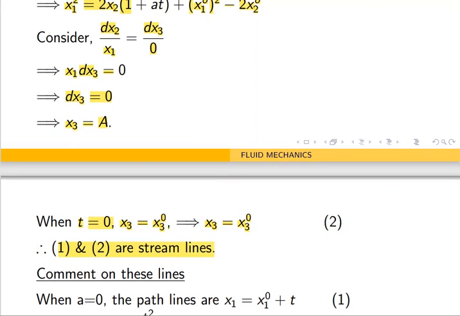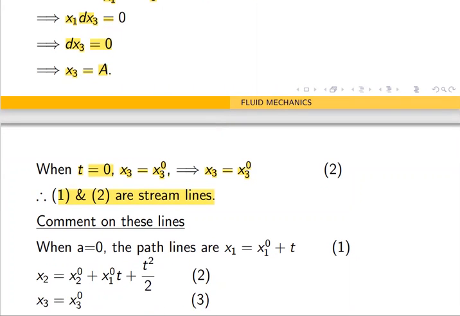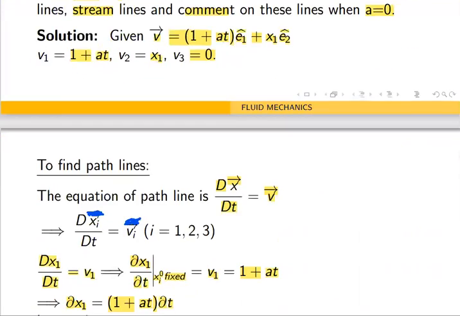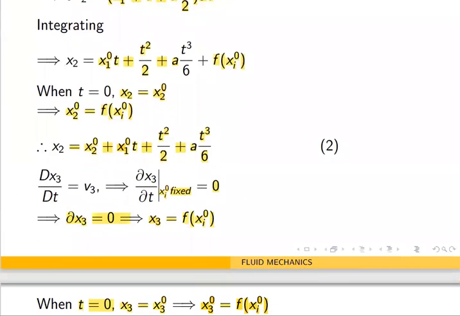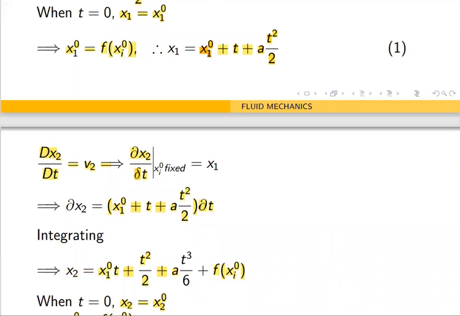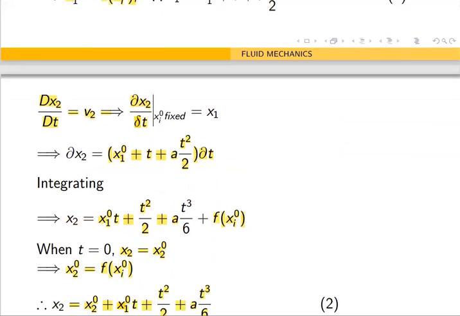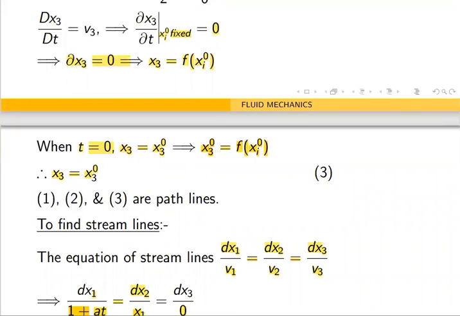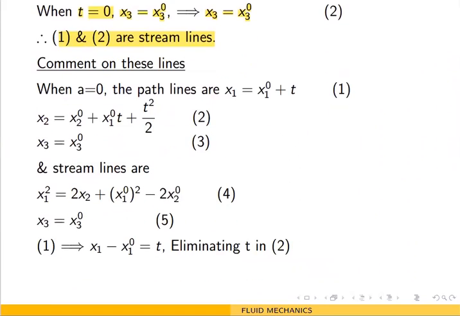Now we have to comment on these lines when a equal to 0. Put a equal to 0 in the path lines. We found the path lines: path lines are 1, 2, 3. In equation 1, I have to put a equal to 0. And in equation 2, put a equal to 0. And in equation 3, there is no a here to put equal to 0. So when you put a equal to 0 in the path lines, you get equation 1, equation 2, and equation 3.